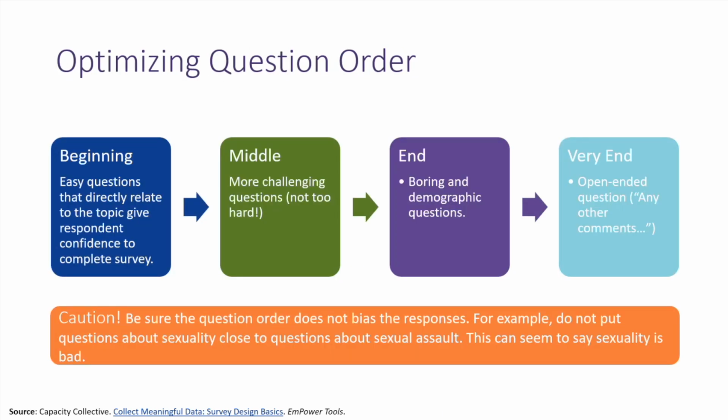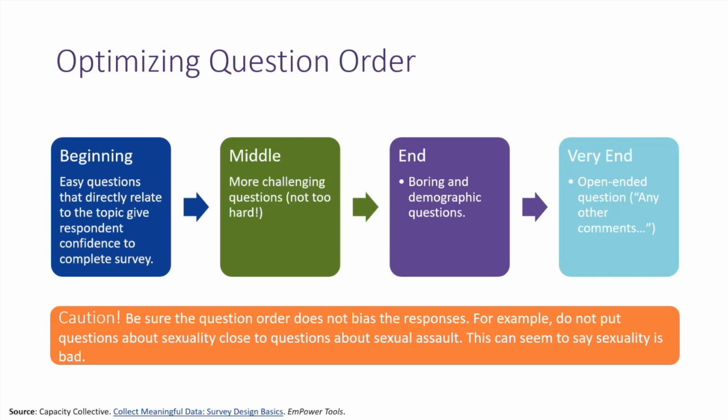When thinking about the order that you want to ask your questions in, generally you want to start off easy. You get people excited like, oh, I got this. And then it can get a little bit more challenging and ask your harder questions as the survey goes on. Often we ask our boring, who are you demographic questions at the end. And that can also help with some bias things potentially. And then you might ask your open-ended, any other comments, questions at the very end.